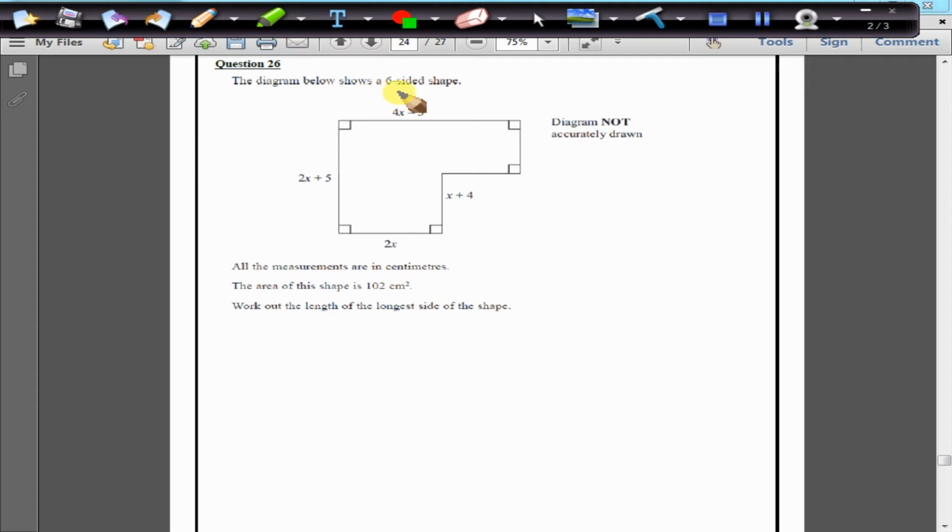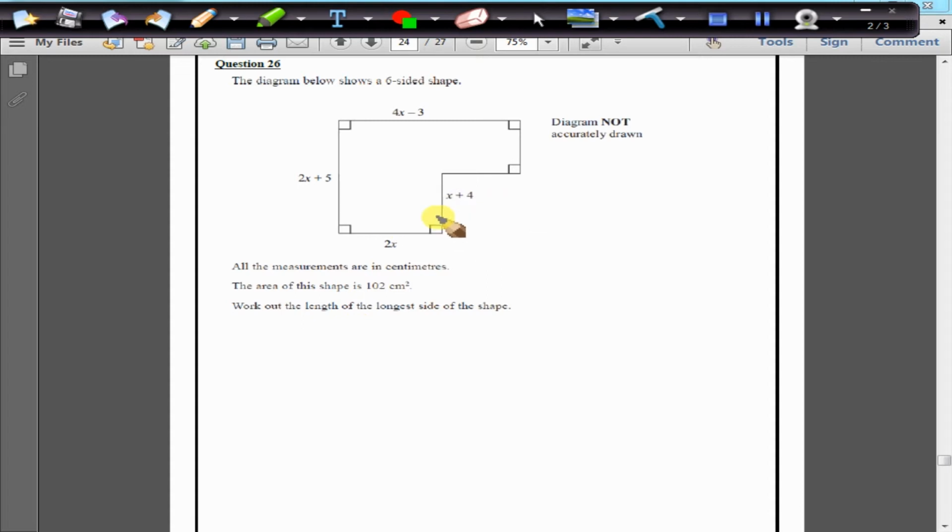The diagram below shows a six-sided shape. All the measurements are in centimeters. The area of the shape is 102 centimeters squared. Work out the length of the longest side of the shape. You've done something like this before, this way as well.